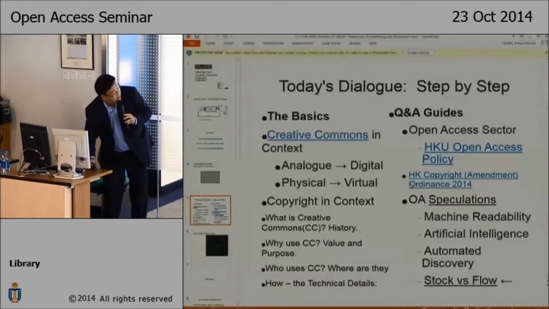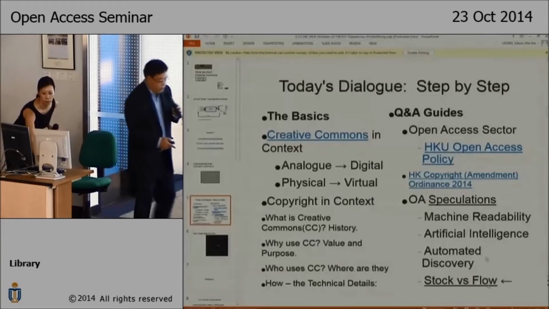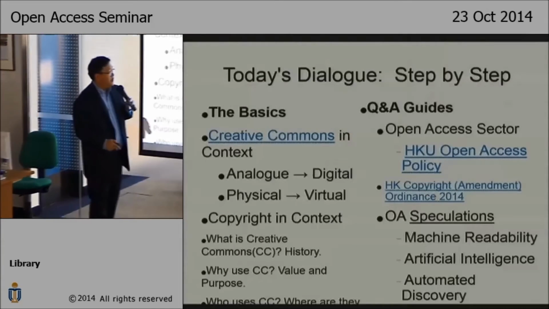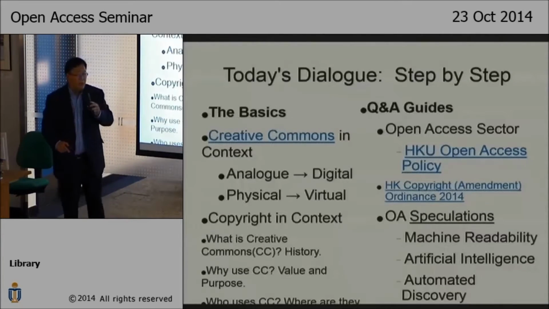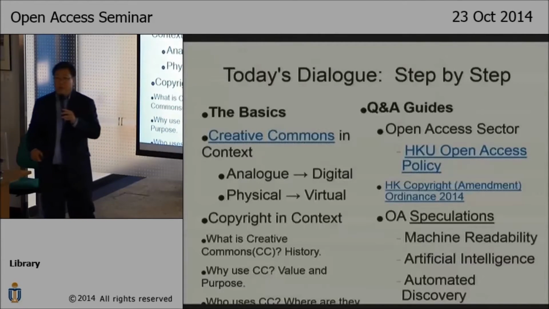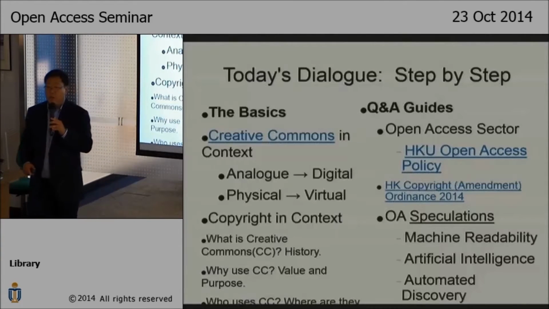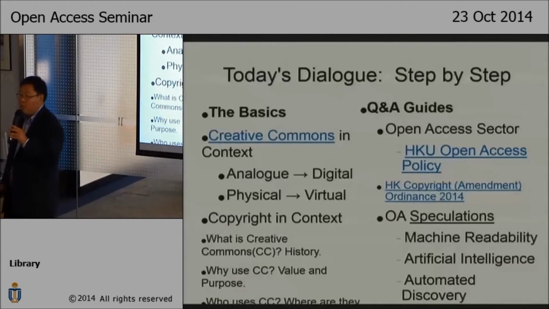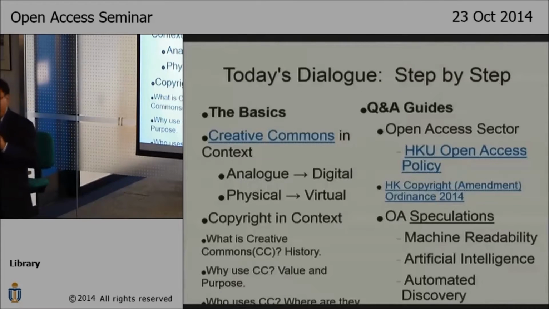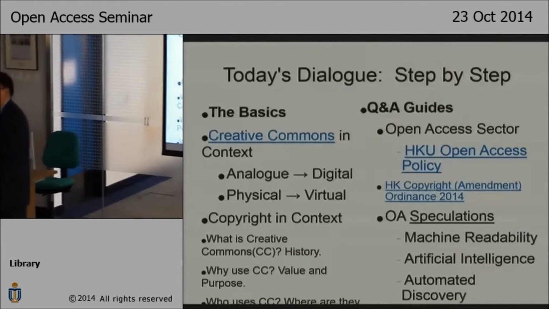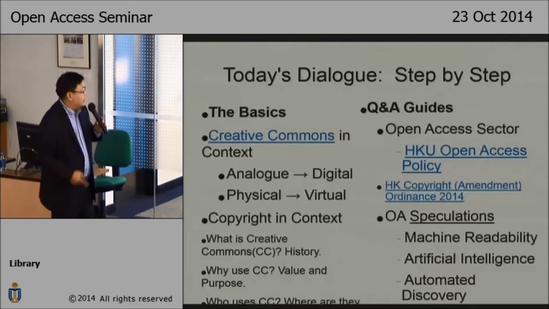Did you see that? The most important speculation: machine readability. I've gone through AI being used to actually read your work. There are now machines that can make summaries of your work, probably more grammatically correct and insightful than a human can. So we're actually misgauging how fast AI is proceeding. And automated discovery, which is what I talked about.